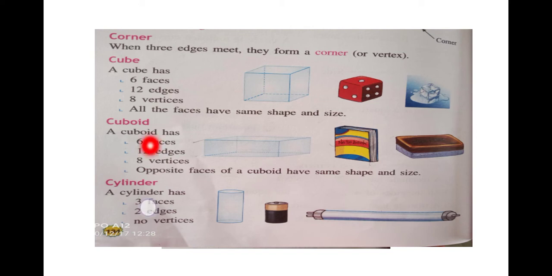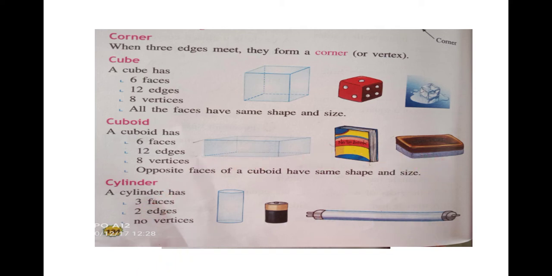In the cuboid also the same. In cube and cuboid, faces and edges are the same. 6 faces here, here also 6 faces. In a cuboid 12 edges are there, in a cube also 12 edges. In a cuboid there are 8 vertices, and also in a cube there are 8 vertices. And the examples of cuboid are what? Book, duster, these are the examples of cuboid.